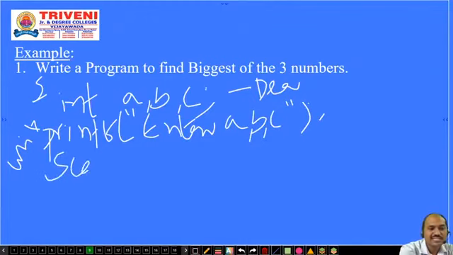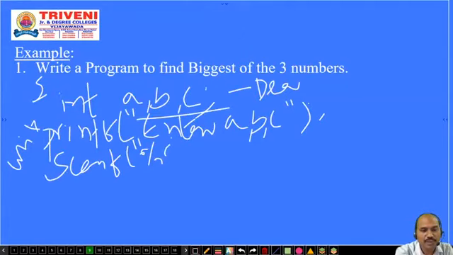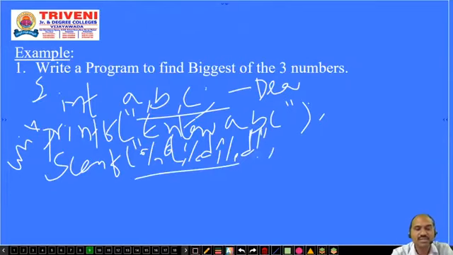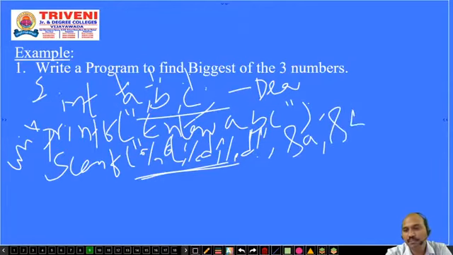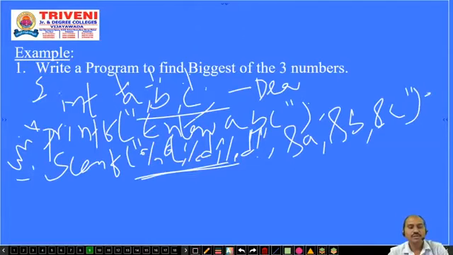The next one is scanf. Scanf is the reading statement. We have three format specifiers: percentage D, comma, percentage D, and again percentage D. The first percentage D is for A, the second for B, and the third for C. As well as that, we have to mention the addresses: ampersand A comma ampersand B comma ampersand C. So here the reading statement is completed.